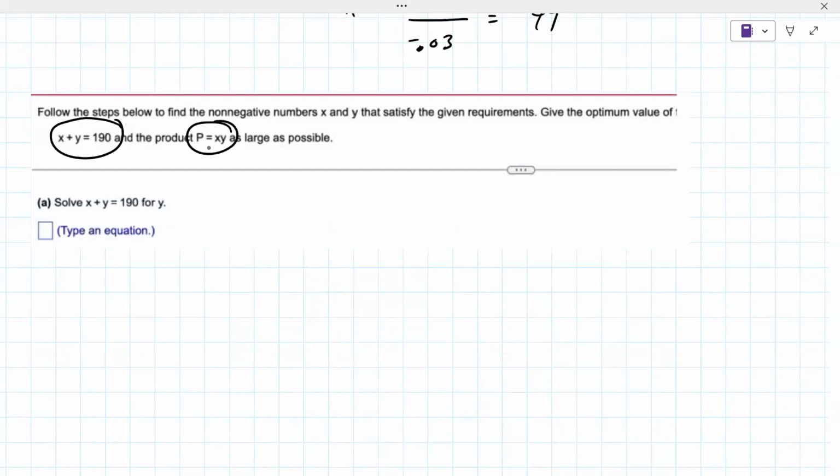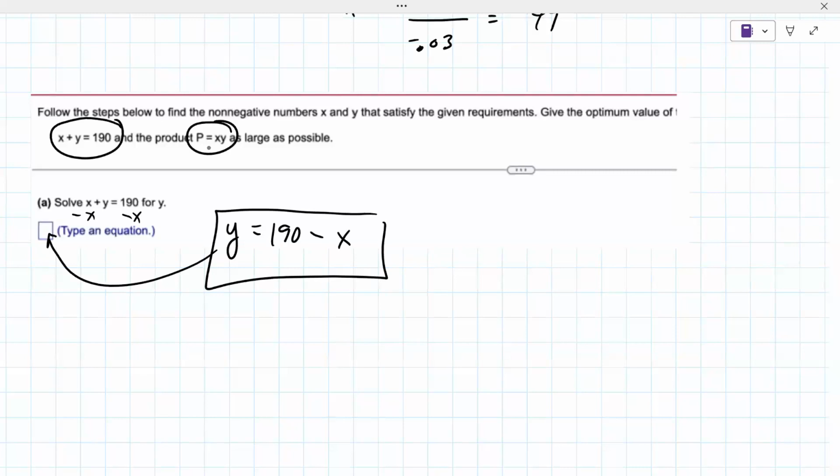They're stepping you through it on this one. They're saying here's all the steps, and then you're supposed to somehow know to do these for the rest of them. Solving this first equation for y, you can subtract x from both sides. So y ends up equaling 190 minus x. That's what goes in the box there.